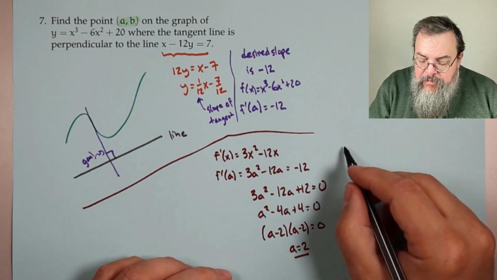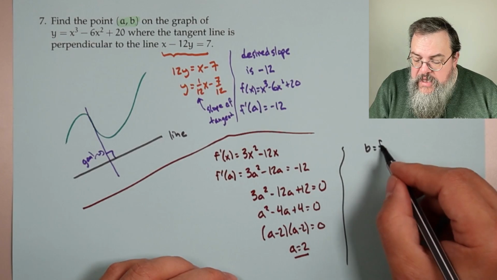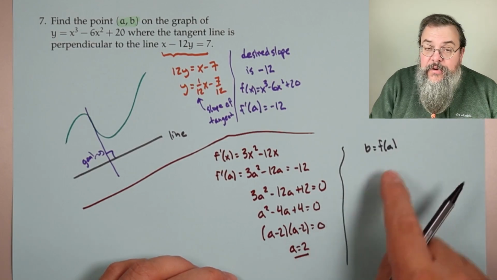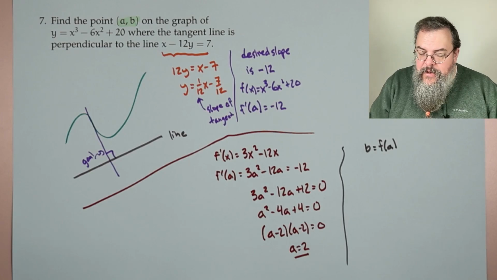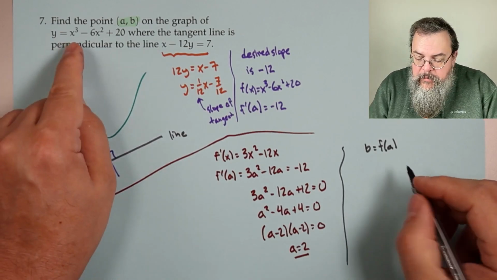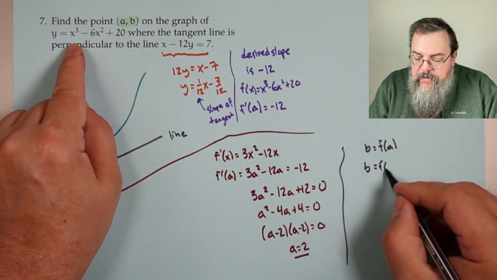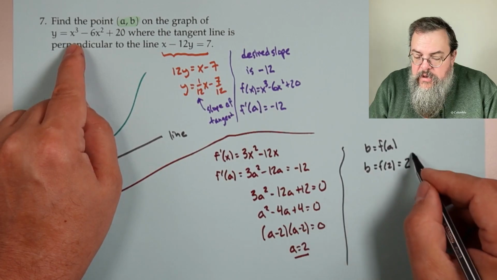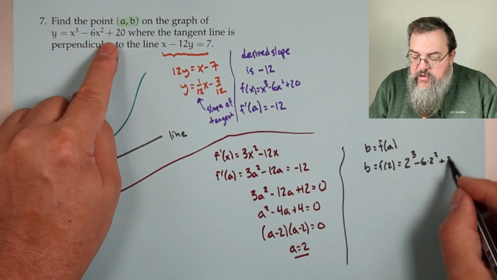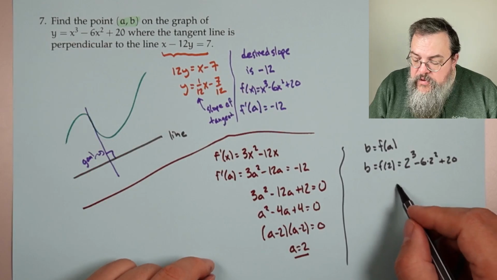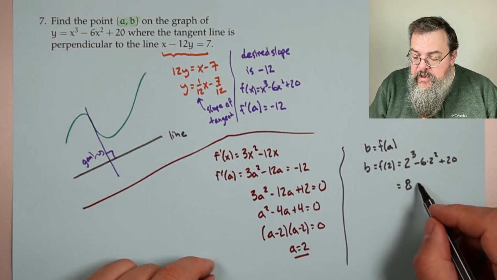Well, the way we get B is to say, look, the y coordinate is found by plugging in the x coordinate to our function, not the derivative, to our function. And we say, okay, well, what do we get out? So let's figure this out. So in our case, B, that's our f of 2. That's 2 cubed minus 6 times 2 squared plus 20. So 2 cubed is 8. 2 squared is 4.